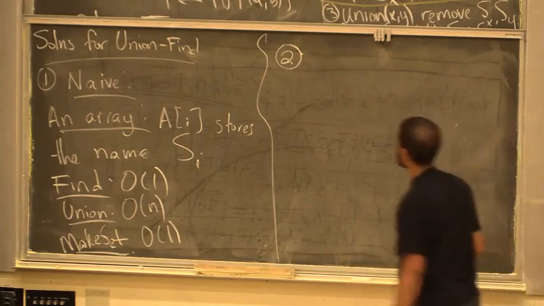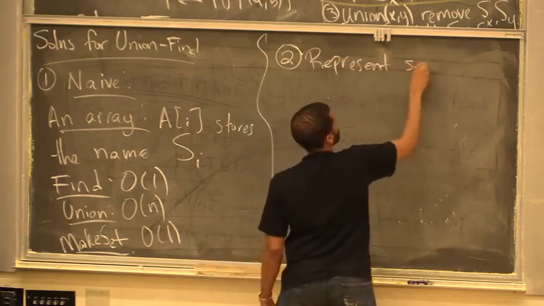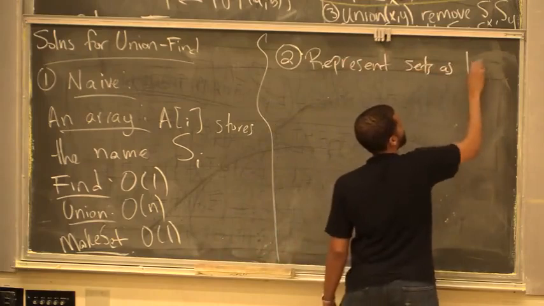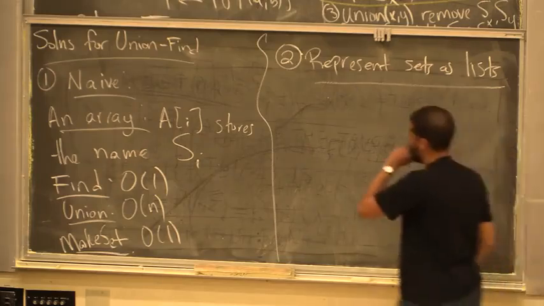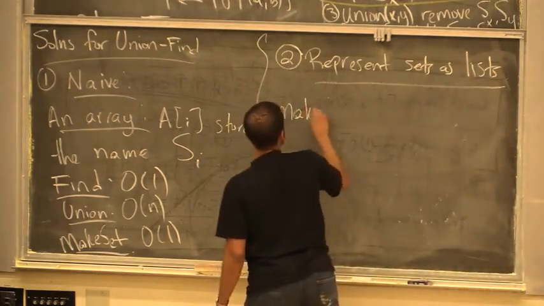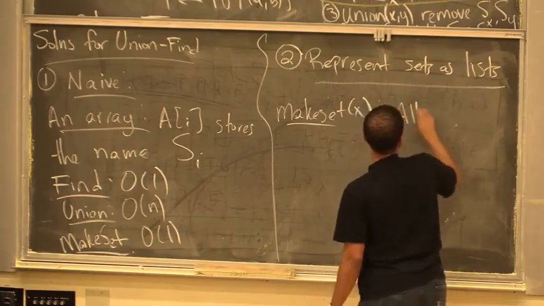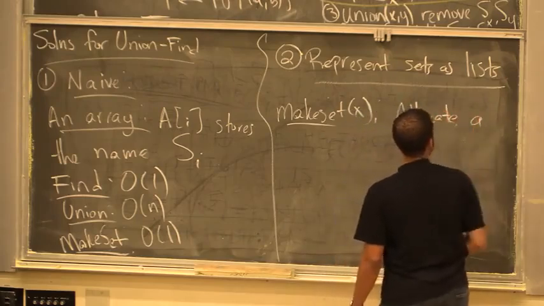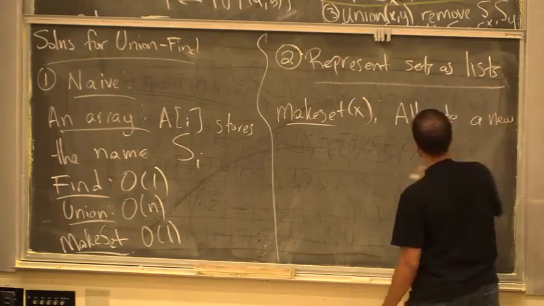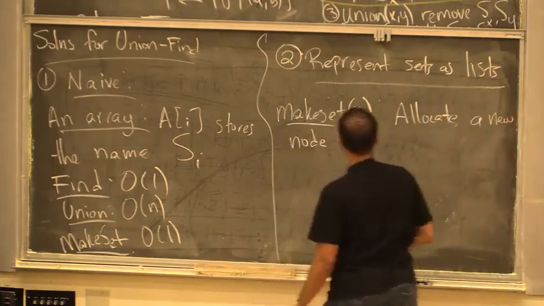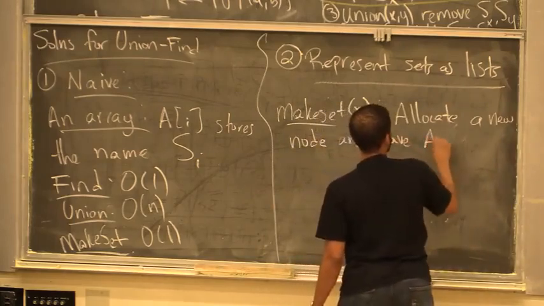Okay, so here what we're going to do is represent sets as linked lists. Okay, so make set. How would I make set? I would just allocate a new node, and have some array of pointers point to it.